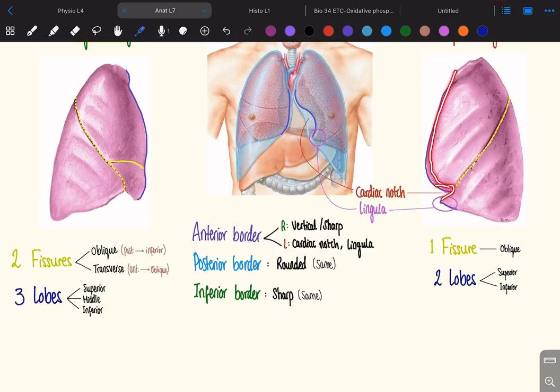This notch goes in to form like a cave or like a notch, and then it comes back out, right? This area, we call it lingula. Lingula. Okay, this area is known as lingula, okay? So on the left lung, on the anterior border, we have a cardiac notch and a lingula, okay? So this differentiates the anterior border of the left lung from the right lung, okay?